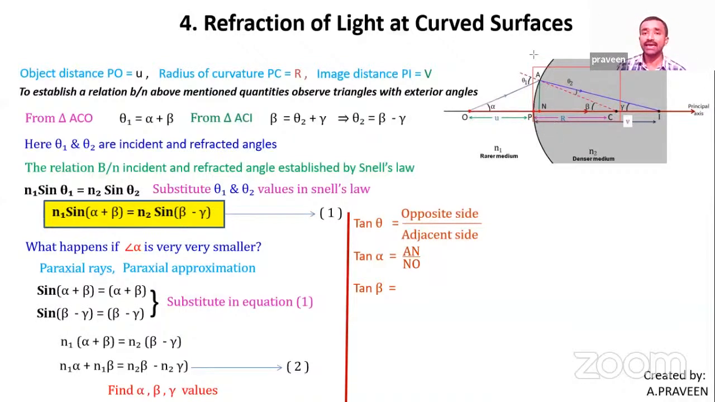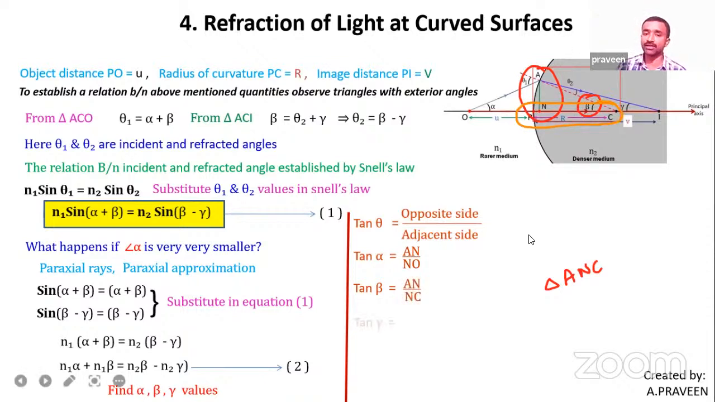So in triangle ANC, find tan beta. Here, where is your angle? Beta is here. The opposite side is this one, AN, and the adjacent side is this one. So we can write simply tan beta equals AN by NC.